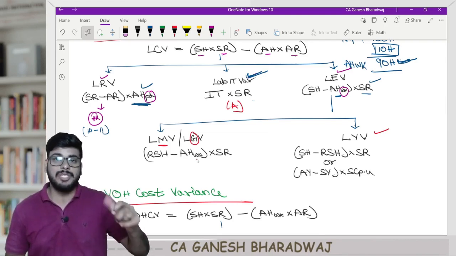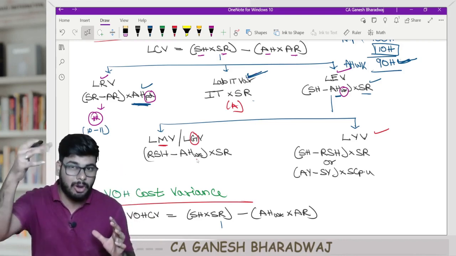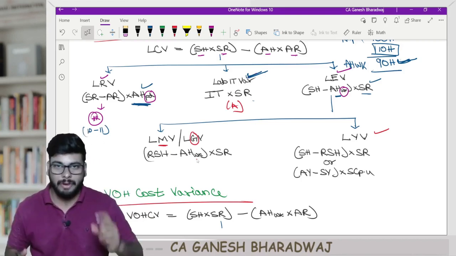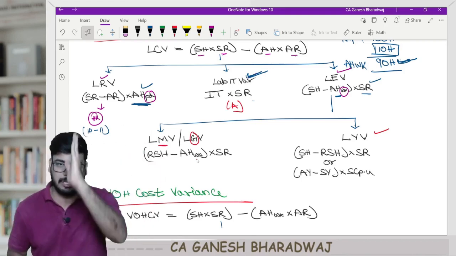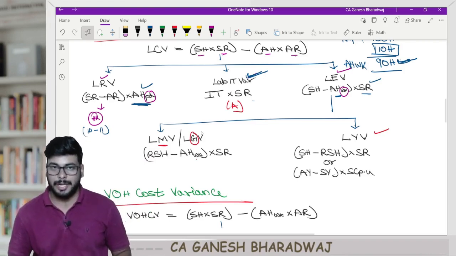So if I'm using more of a cheap labor and less of a costly labor, if I'm deviating from the mix, the amount of variance that is attributable because I'm deviating from the mix is what gets captured here under the mix or gang variance. Are you clear with this?